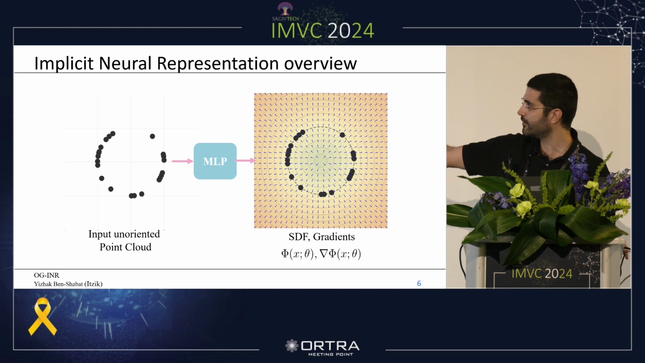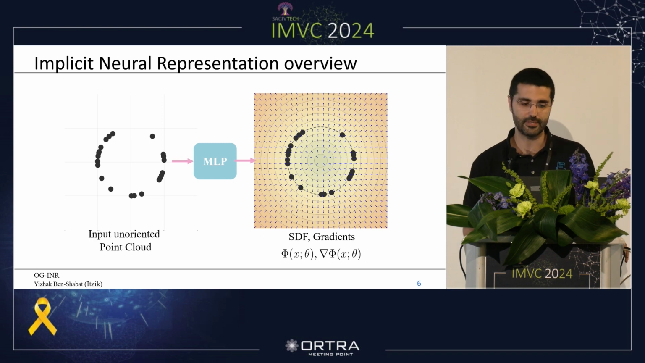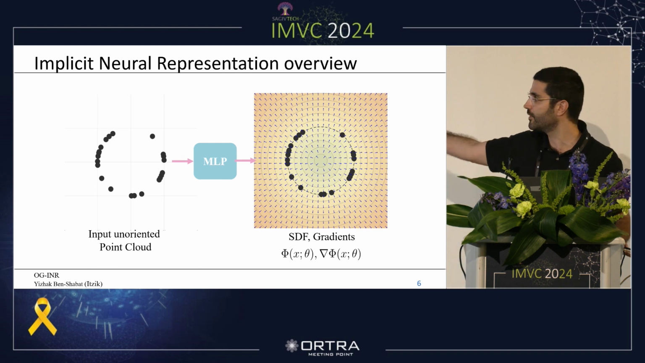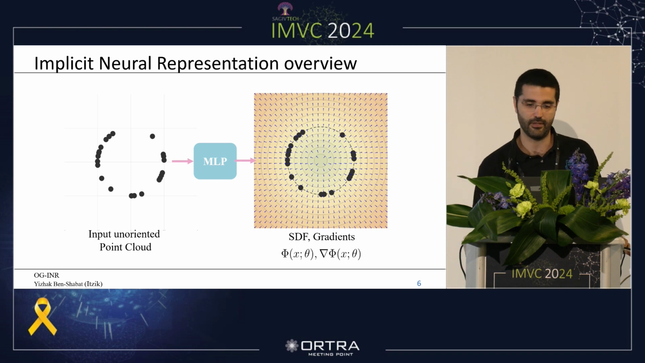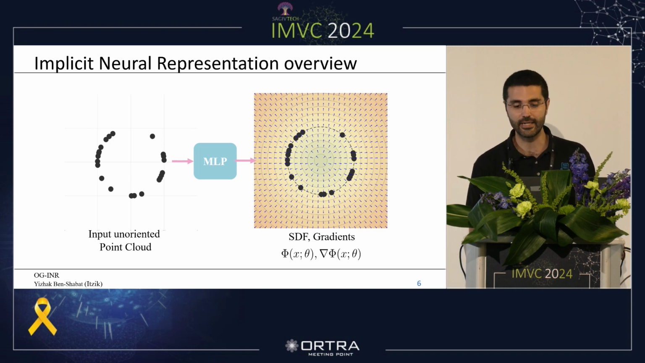Okay, so the way this looks in a 2D example, right? We have the point cloud on the left. We have these points lying on the surface. You feed them into the MLP, and then the output that you would get is something like this on the right. You see the distances, and here I also highlighted the gradients, or the normal vectors, that you get, which are basically the gradients of the learned function.